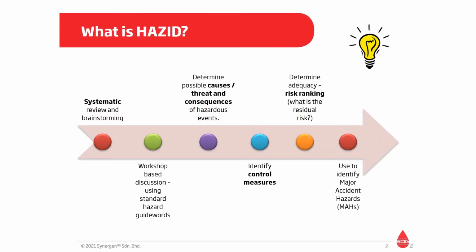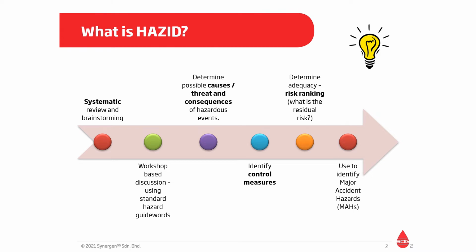So, what is HAZID? It is a systematic review and brainstorming session usually carried out in a workshop-based discussion using a list of standard international guide words. These guide words help us to determine the possible hazards present. Subsequently, it also prompts us to think of what are the likely causes or threats that could lead to hazard consequences. It also helps us to identify control measures, which can be either preventive safeguards that are in place to prevent a hazard, or mitigation safeguards that are in place to mitigate the credible consequences.